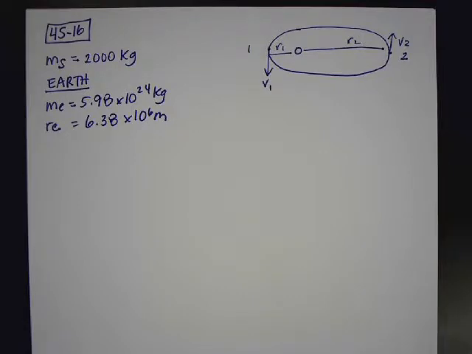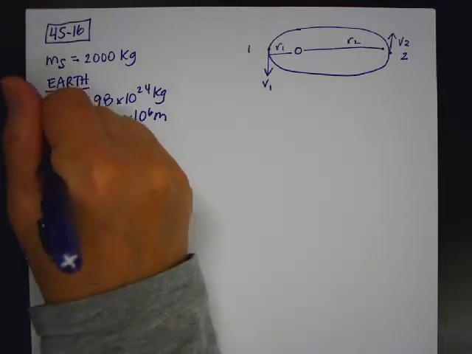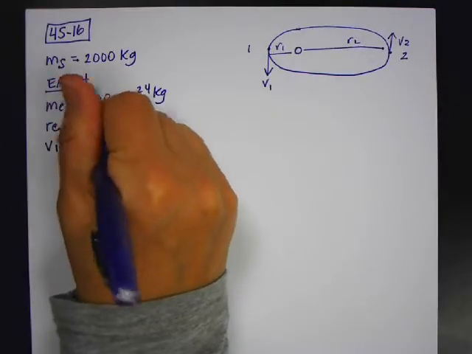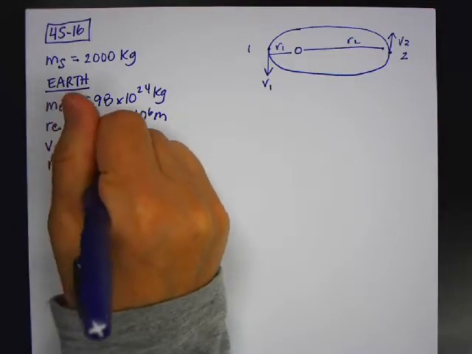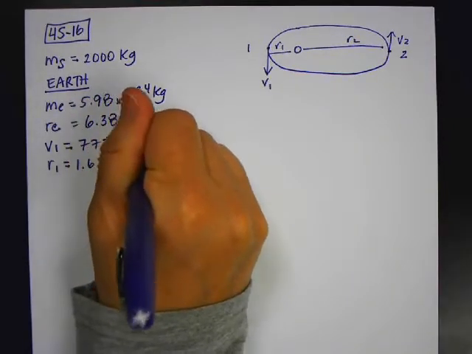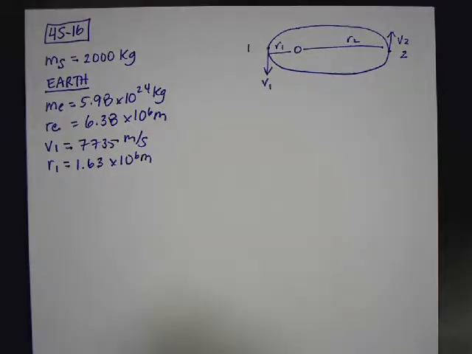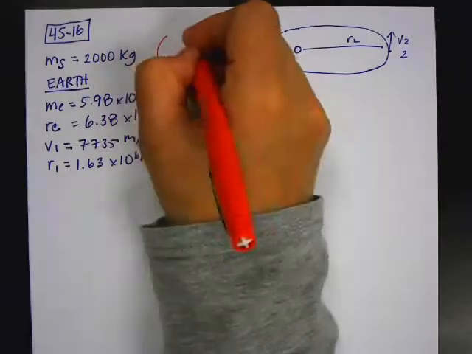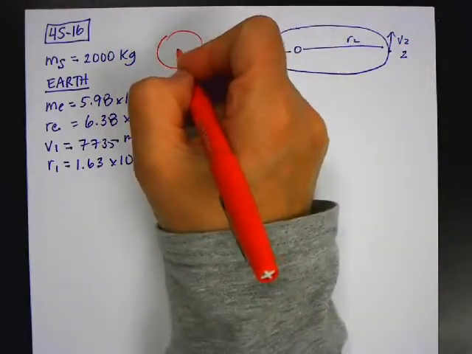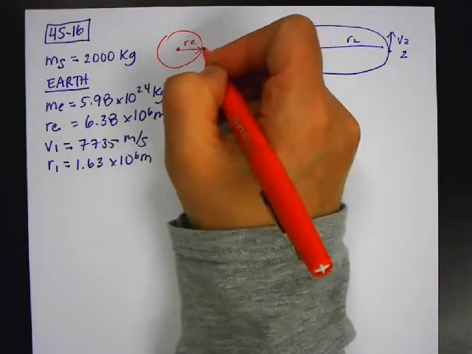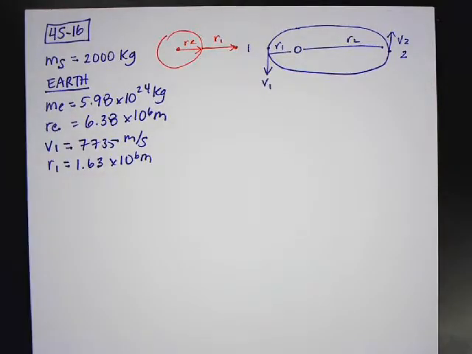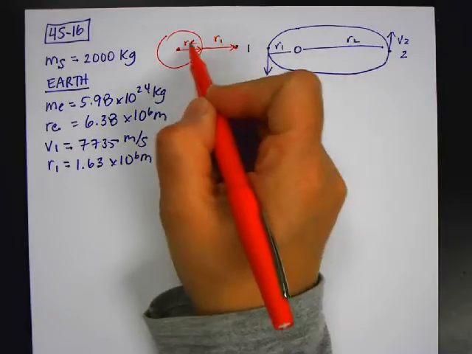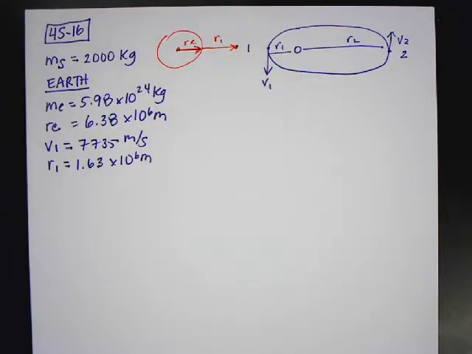So when it's closest to the Earth, it has a speed of, so V1 is equal to 7735 meters per second, and R1 is equal to 1.63 times 10 to the 6 meters above Earth's surface. So the mistake that I made, again, when you're looking at the Earth, and this is an exaggerated picture, you have the radius of the Earth, and then you have the distance, let's say, of the satellite above Earth's surface. So you're going from center of mass to center of mass, so I have to take into consideration the radius of the Earth.